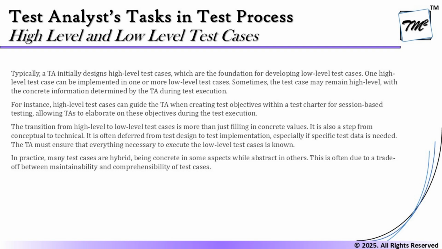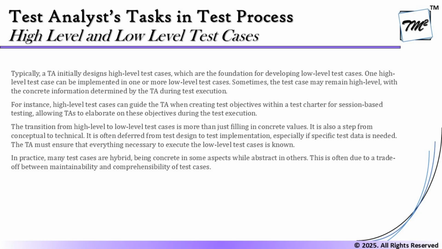Sometimes the test case may remain high level with the concrete information determined by the TA during the test execution. So this example is particularly to let you know it's not necessary that during test analysis, when you're writing the test condition and then transforming that into test cases during test design, all the test cases would be written in detail right in the first phase itself. Initially, you may draft high level test cases and later transform them into concrete ones as and where expected. So it can be a two-step process, or you may just decide which one to make concrete and which one not to. Okay?